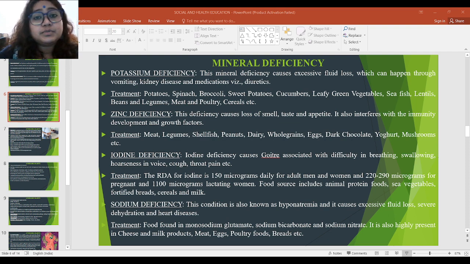In case of women, especially for pregnant women, it is recommended that you take around 220, or a minimum of 200 to 290 micrograms of iodine. And for lactating mothers, it is recommended to take around 1100 micrograms of iodine.